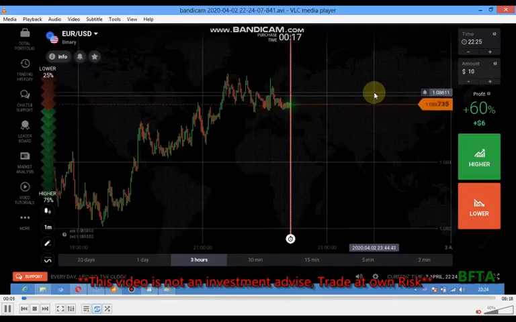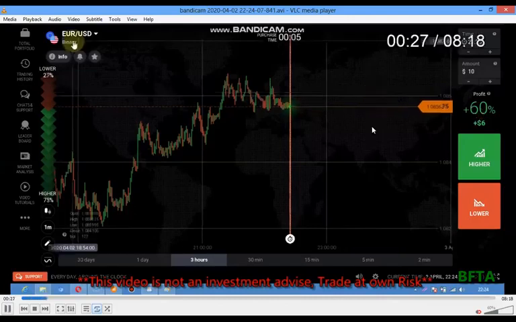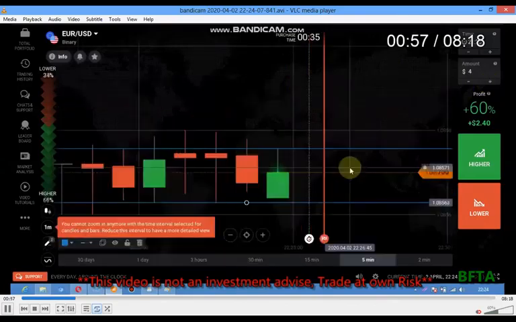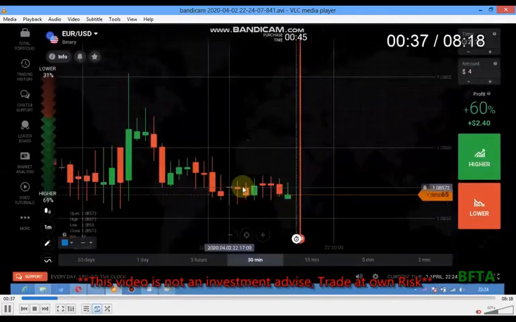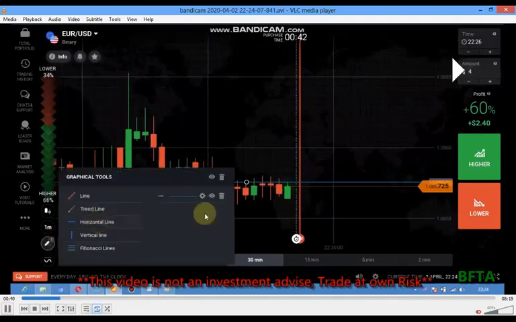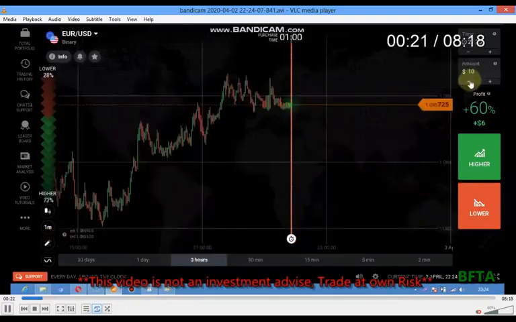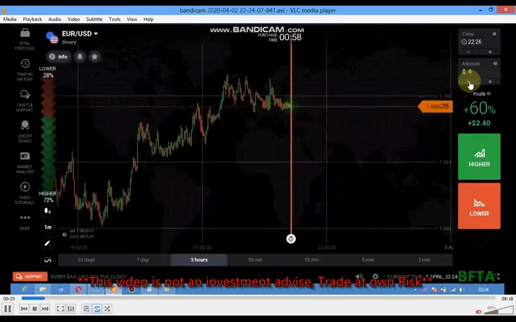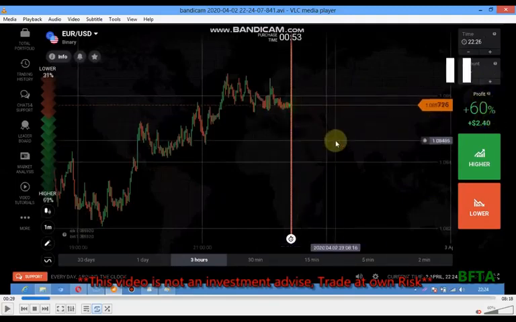The market is not good. You can see the payout is 60%. And also look at all the candles. You can see so many wicks. So there's something I want to show you here when you want to trade on bad markets. You can see the market is very bad.